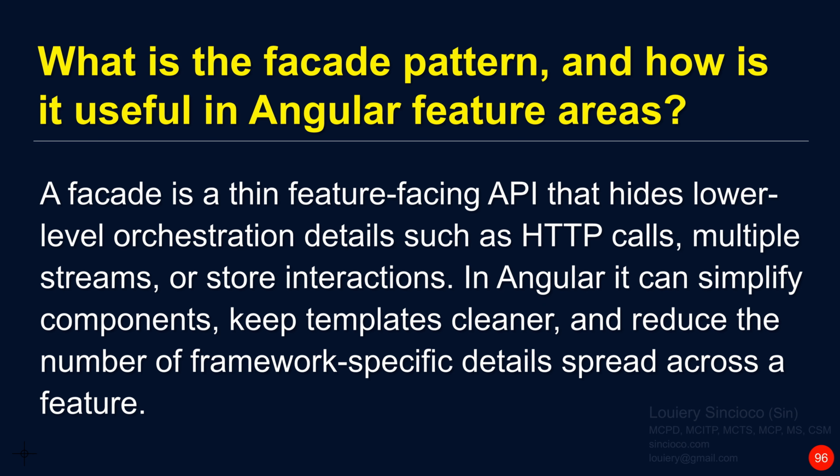What is the facade pattern, and how is it useful in Angular feature areas? A facade is a thin feature-facing API that hides lower-level orchestration details, such as HTTP calls, multiple streams, or store interactions. In Angular, it can simplify components, keep templates cleaner, and reduce the number of framework-specific details spread across a feature.